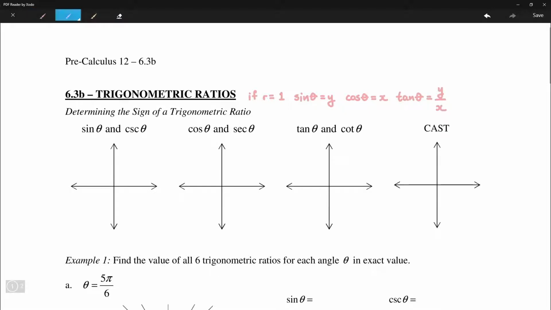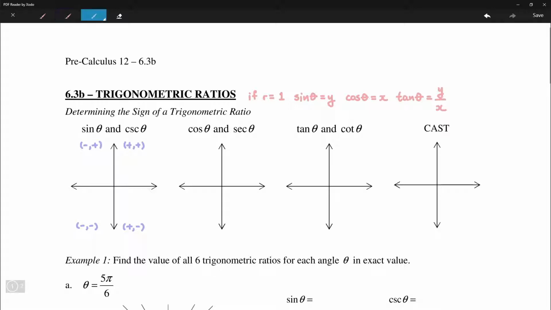So we know that in quadrant 1, both x and y are positive. In quadrant 2, x is negative but y is positive. In quadrant 3, both x and y are negative. And finally, in quadrant 4, x is positive and y is negative.